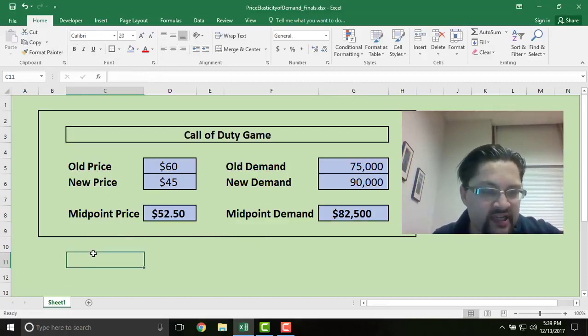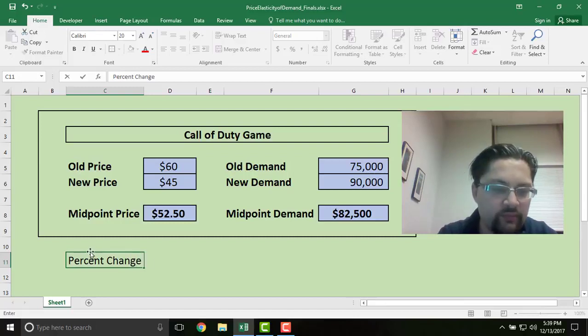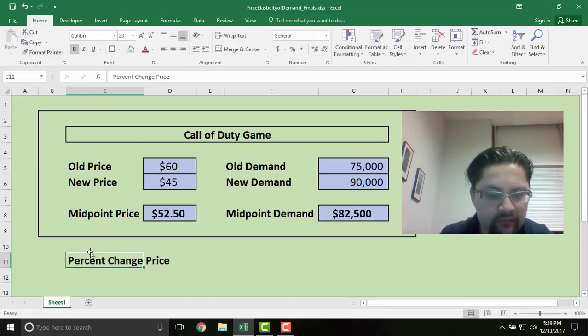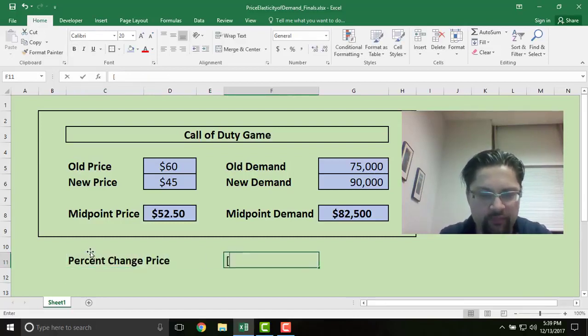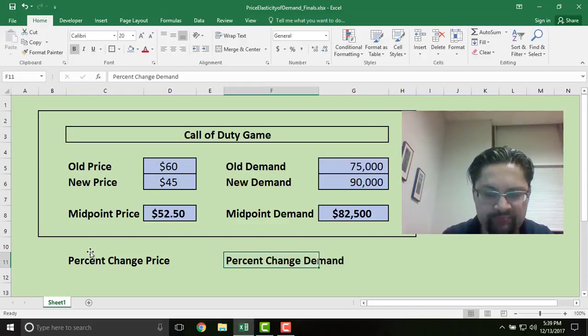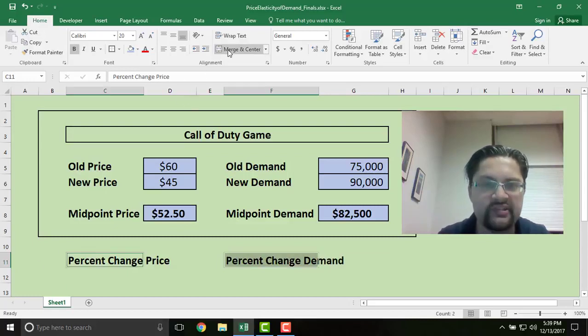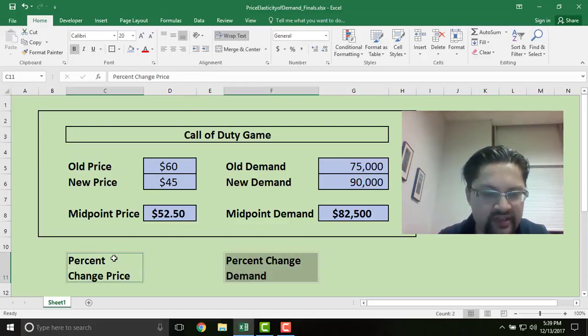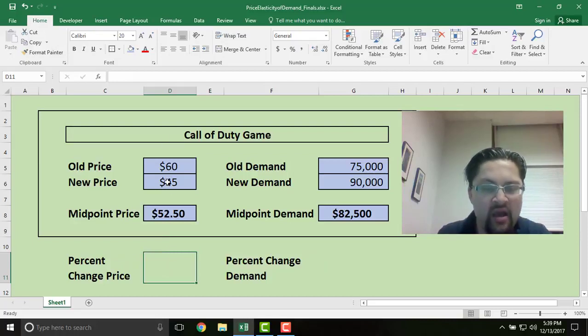We're going to do the percent change in price. And then I'm just going to write one over here, percent change demand. Just so that we can work with these numbers a little bit here. Just going to wrap text these things. And I'm going to put the calculation in here.